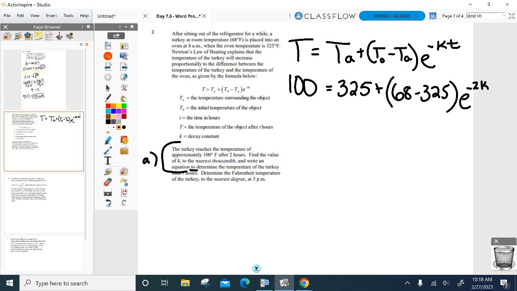Again, just knowing what numbers to plug in. All right, I'm not assuming anything here. So can you take care of the parenthesis for me? 325 plus 68 minus 325. So I can take care of that. Negative 257. There we go, negative. So let me change that plus to a minus now, right? Minus 257 e to the negative 2k.